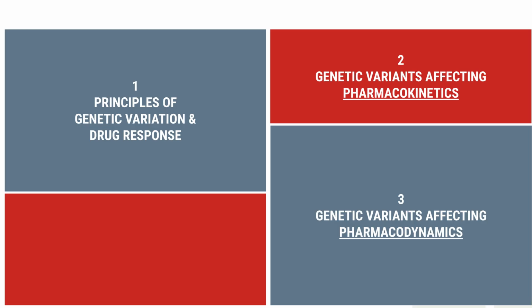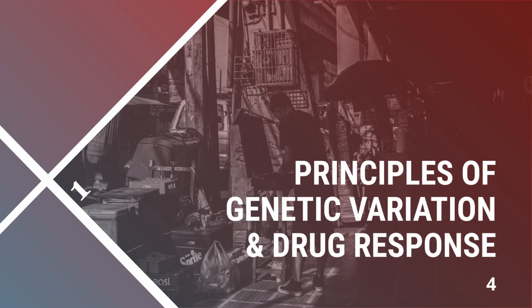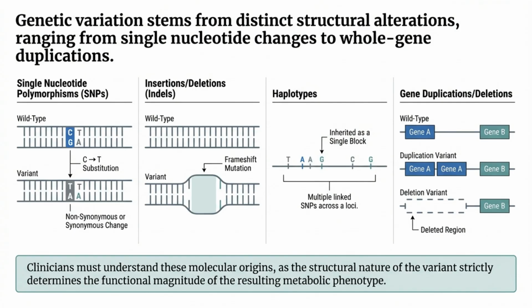The video is structured into three main parts: principles of genetic variation and drug response, genetic variants affecting pharmacokinetics, and genetic variants affecting pharmacodynamics. We begin with the principles of genetic variation and drug response. Genetic variation stems from distinct structural alterations, from single nucleotide polymorphisms to whole gene duplications. Clinicians must understand these molecular origins as they strictly determine the functional magnitude of the resulting metabolic phenotype.